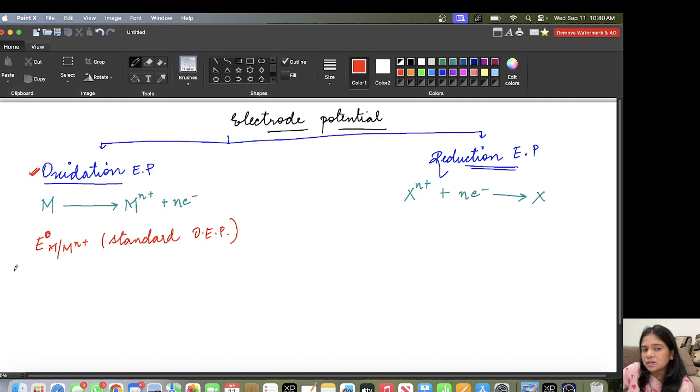How do we write normal oxidation electrode potential? E, M is converting into Mn plus. This is how you identify that oxidation is happening, so this is your oxidation electrode potential. Similarly, pause this video and try for reduction electrode potential. How will you mention standard reduction potential and reduction electrode potential?